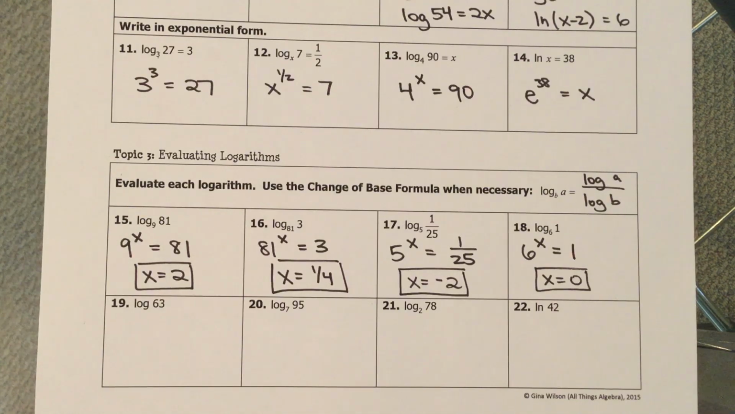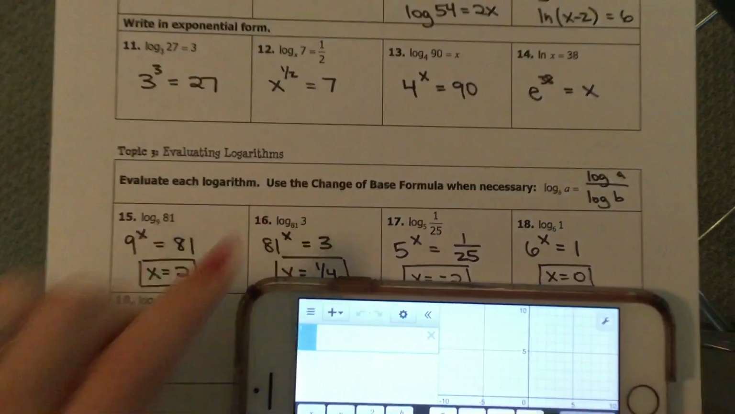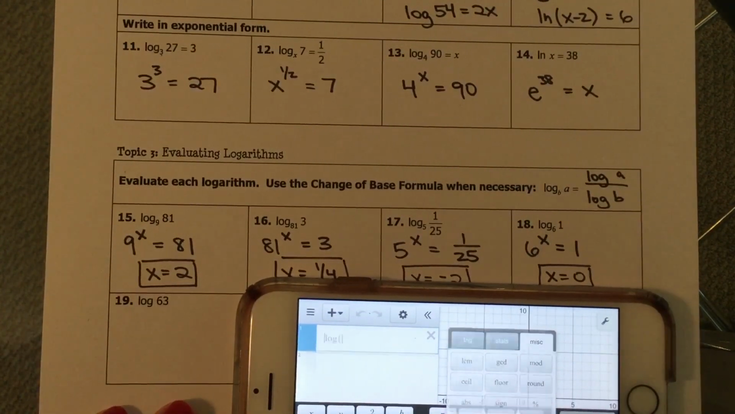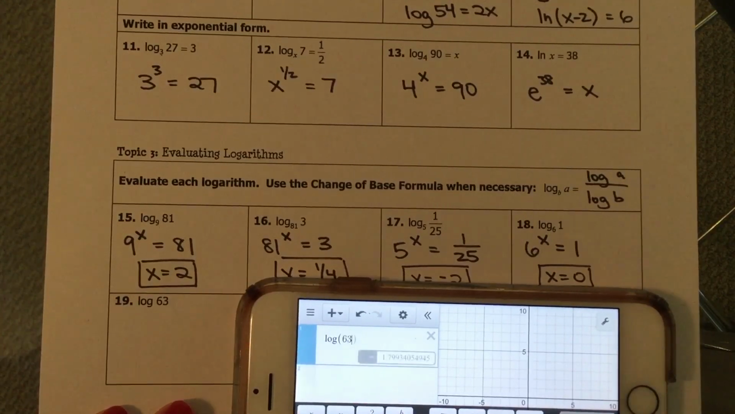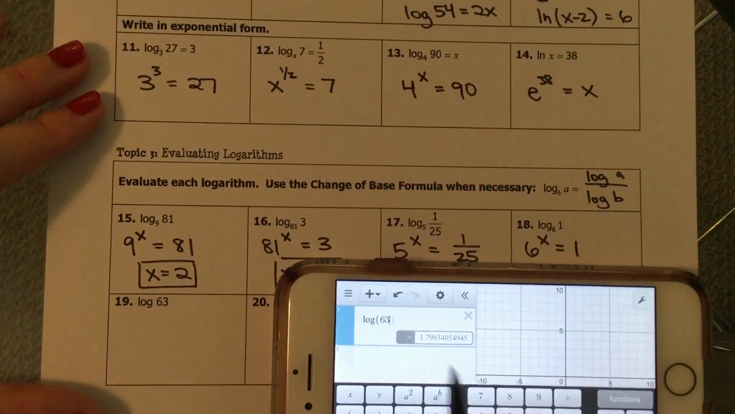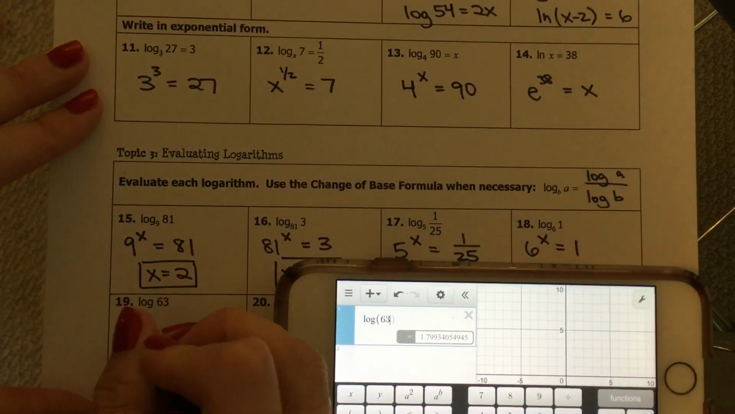I'm just going to pull up the Desmos calculator so I can show you guys. Okay, so under functions, you've got the common log under miscellaneous, so you do the common log of 63. And for these ones, you've been doing 4 decimals, so 1.7993.